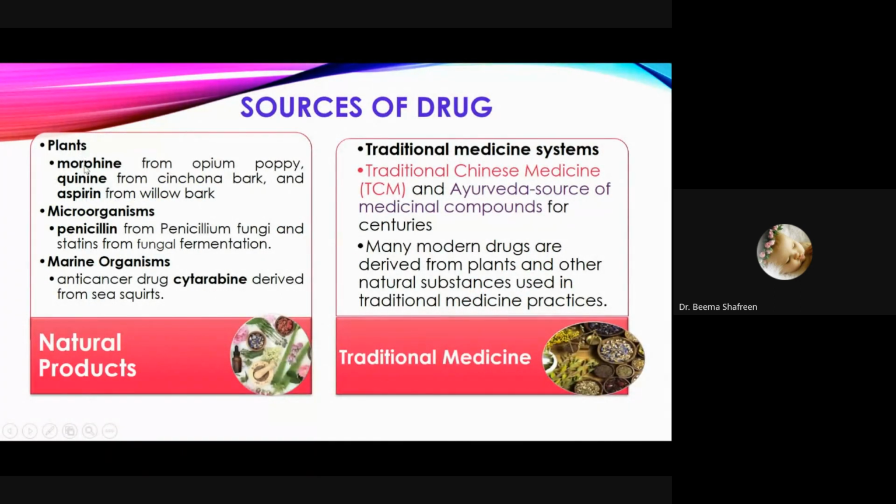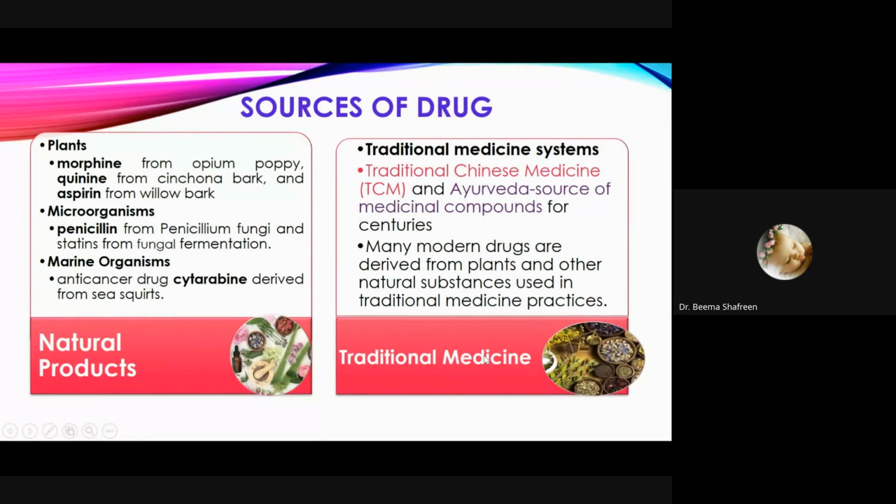There are different sources of drugs from natural products. Generally these will be plants, microorganisms, and marine organisms. From plants, the major examples are morphine, quinine and aspirin. From microorganisms, well known is penicillin, which is used as an antibiotic, and from marine organisms, cytarabine, which is derived from sponges.